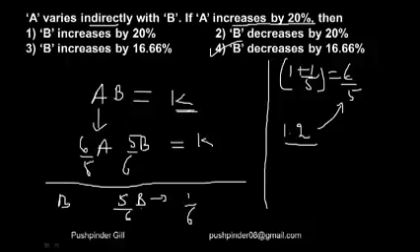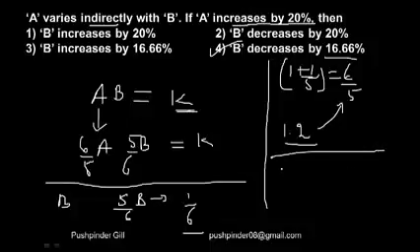So A into B, the product, is constant. A is getting multiplied by 6 by 5. B is supposed to get multiplied by 5 by 6. That means if earlier it was B, now it is 5 by 6B. That means it must have reduced by 1 by 6. 1 by 6 means 16.66% decrease. Fine. So you can get this question easily.